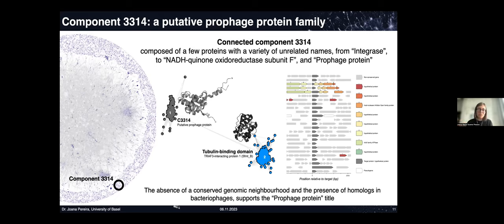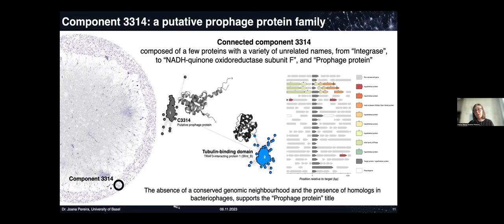And when we looked at the distribution of names within them, they were all over the place. They were going from prophage protein to NADH quinone oxidoreductase to integrase, so things that were not really related to each other. And we didn't find any clear homology to anything known. Even at the structure level, we found some hits, some tubulin binding domain, but at the sequence level, we could not really see a clear relationship between them.